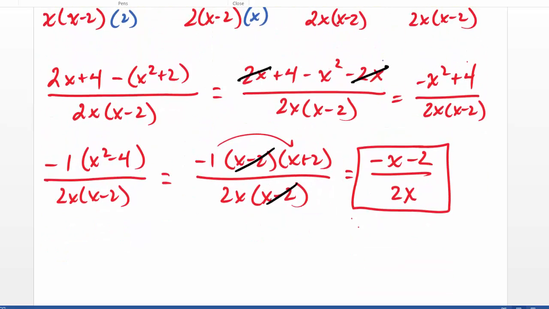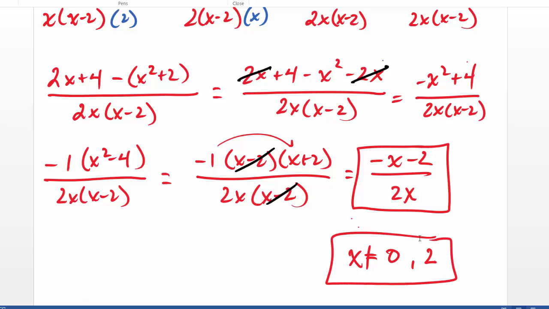Now, we need to state our excluded values. Clearly, x cannot equal 0 here, but if you go back up to the original rational expressions, we had x minus 2 in the denominator, so x can also not equal 2. So our restricted values are 0 and 2 in this case.